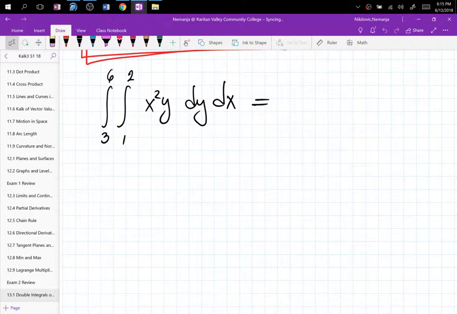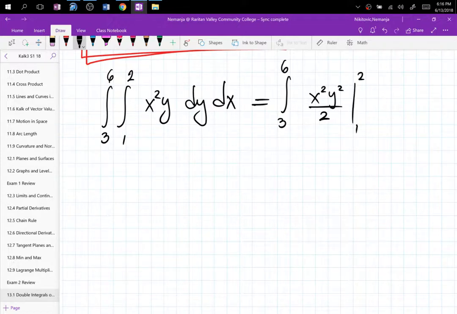Now you are taking the integral with respect to y, which means that x is going to be a constant, and y is the variable. So you're integrating y, keeping x squared constant, and just copying that one. We copy the outer integral from 3 to 6 because we are not doing anything with it. And the inner integral becomes x squared y squared divided by 2, computed from 1 to 2. And we still have dx that we didn't use.